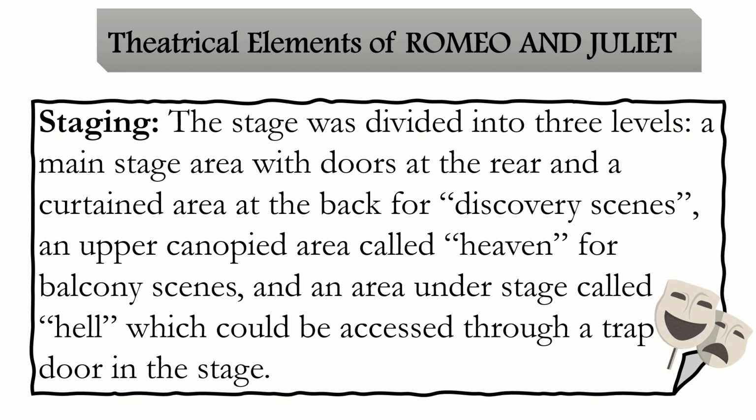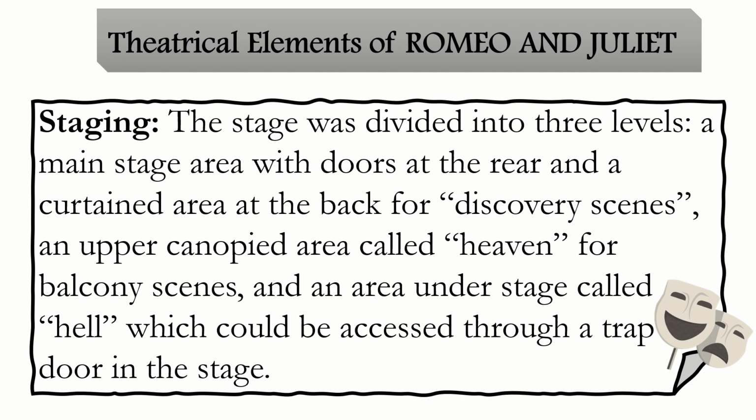Staging. The stage was divided into three levels: a main stage area with doors at the rear and a curtained area at the back for discovery scenes, an upper canopied area called Heaven for balcony scenes, and an area under stage called Hell, which could be accessed through a trap door in the stage.